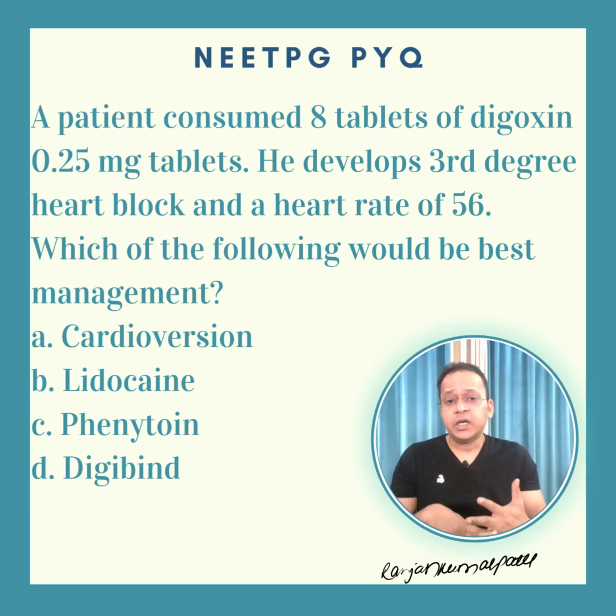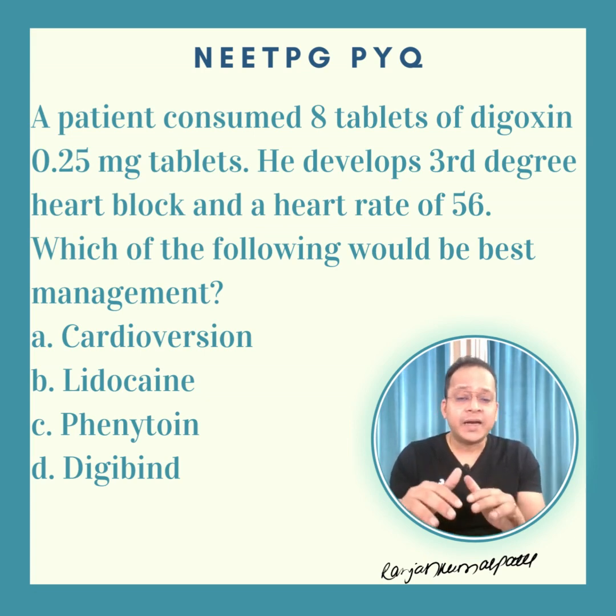Option B, lidocaine. What PYQs have been asked with respect to lidocaine? The only MCQ they ask is what is the drug of choice for ischemia induced ventricular tachycardia? In place of ischemia, there can be angina or myocardial infarction. It's the same thing. Your answer is always lidocaine. PYQ number 2, what is the drug of choice for treatment of digoxin induced ventricular tachycardia or fibrillation? Again, your answer is lidocaine. So remember why lidocaine is not the answer here: because here we are not talking about ventricular tachycardia, rather there is bradycardia because of block.